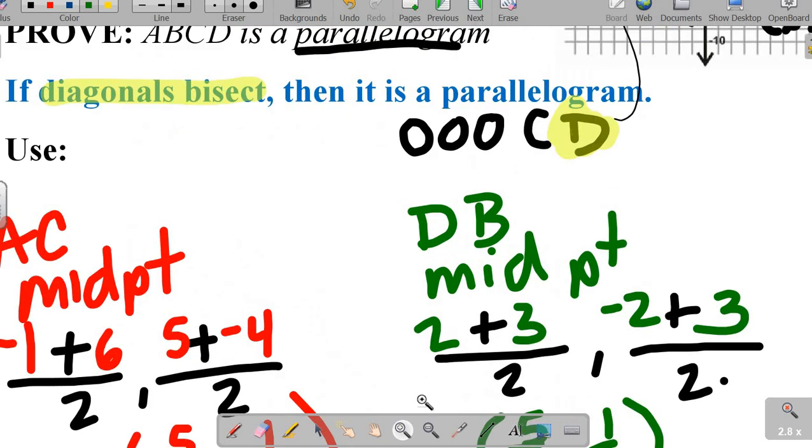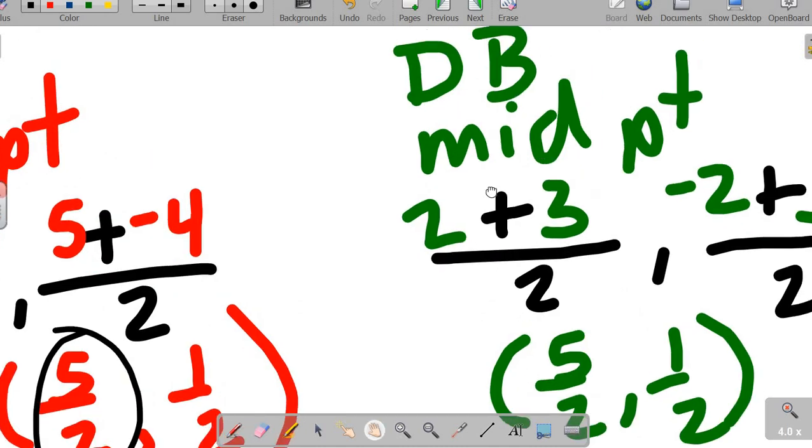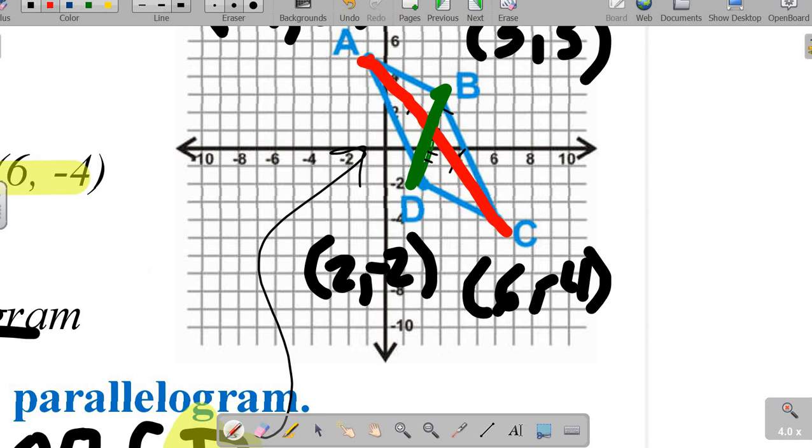I know a lot of you, the fractions make you a little nervous, so just to change that, 5/2 is 2.5, 1/2. If this was graphed accurately, take a close look. So we're going to go over 2.5. So 1, 2, and a half, and up a half. Lo and behold, 2.5 and 1/2 is the midpoint going both ways.